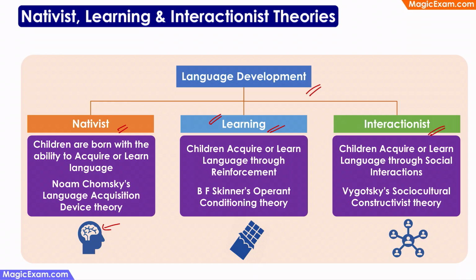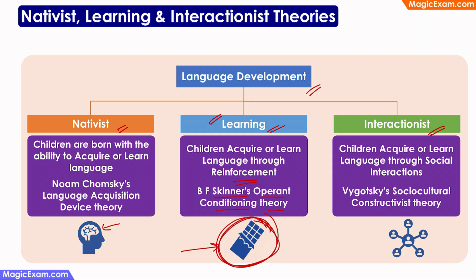The learning theory says that children acquire or learn languages through reinforcement. An example is B.F. Skinner's operant conditioning theory. For example, if I say the word chocolate and give this sweet to a child, and I repeat the same action multiple times, the child starts to associate this sweet with the word chocolate. And later on, when the child wants a chocolate, he will say the word chocolate, and if I give him this sweet, then it confirms his thought that this particular word chocolate is associated with this sweet. This is how the child is learning a new word because of the reinforcement.